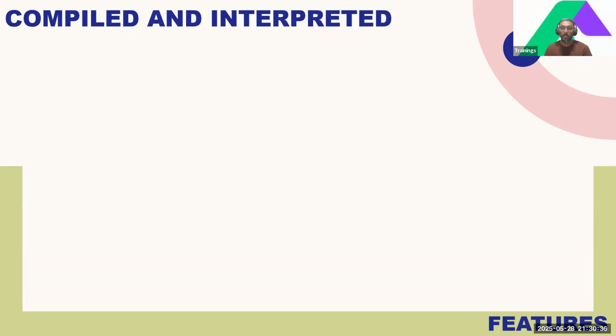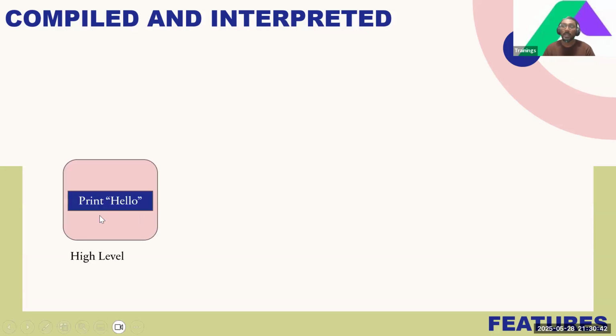But does the machine know our high level language? No. The machine doesn't know the high level language. So this is our high level language, which we call source code, which is in the form of a .java file. This is just an extension.